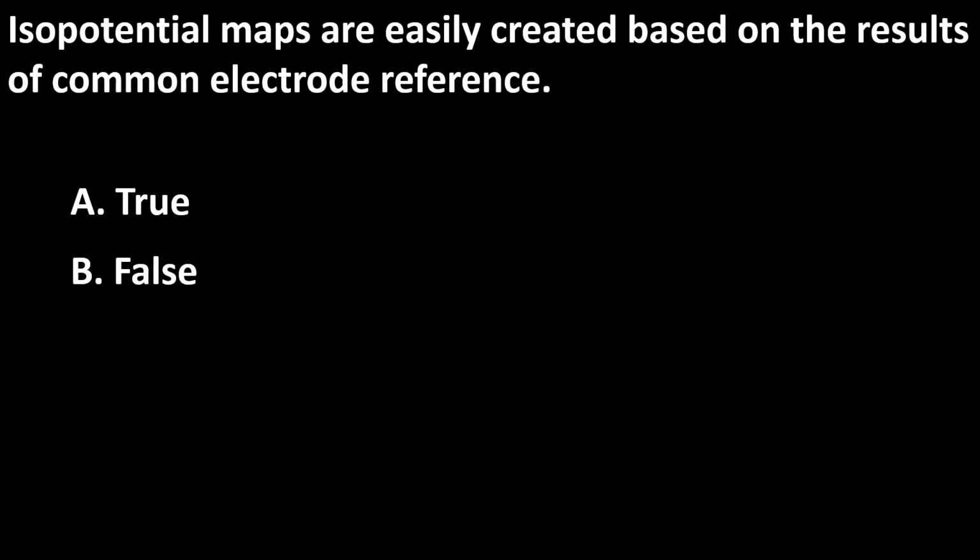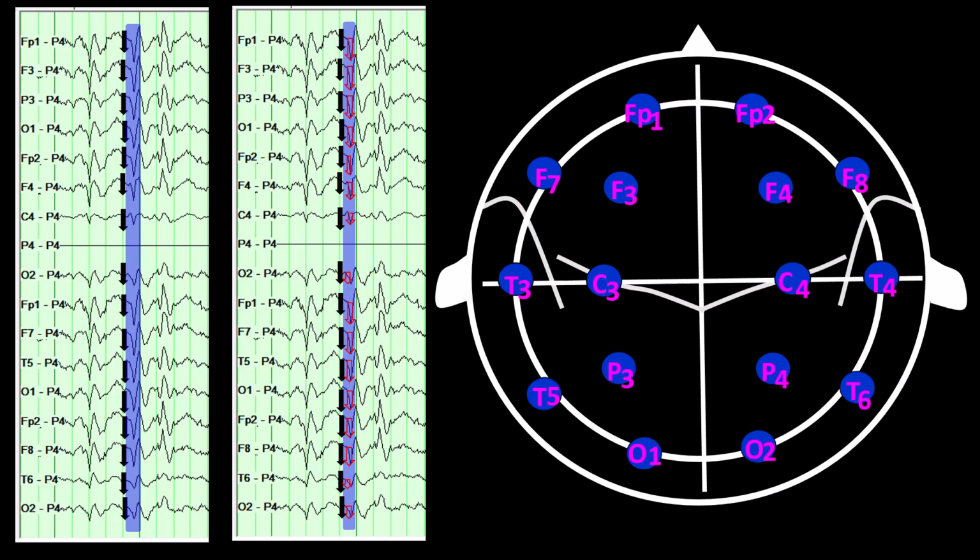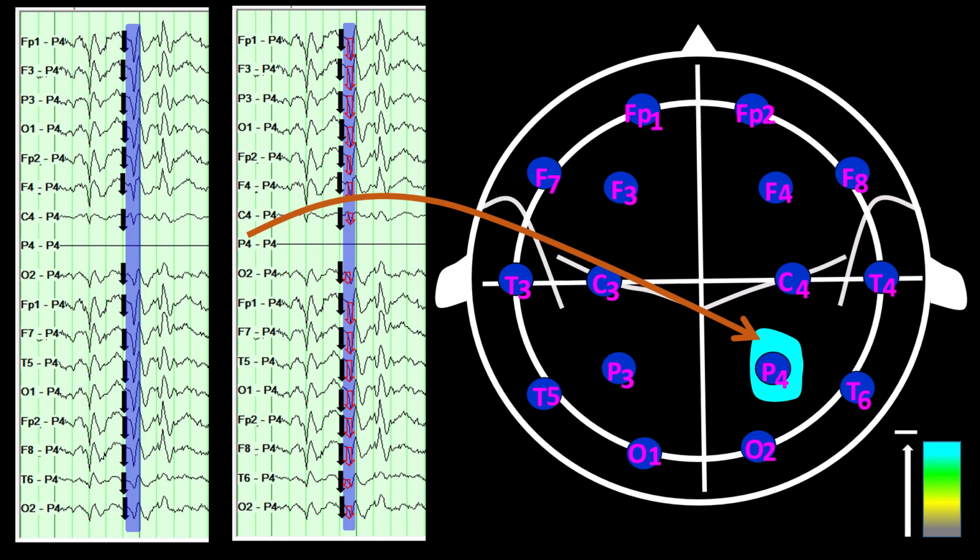Next question. Isopotential maps are easily created based on the result of common electrode references. A, true; B, false. This frame has the last epoch I used when answering the previous question. As you can see, all arrows go in the same direction, but not all arrows do so for the same distance. In this frame, I have introduced a map of the head, and now in the corner a set of values. P4, since it is connected to itself, will present as a straight line, as you can see in this frame. I have opted to consider it the maximum of a negative field.